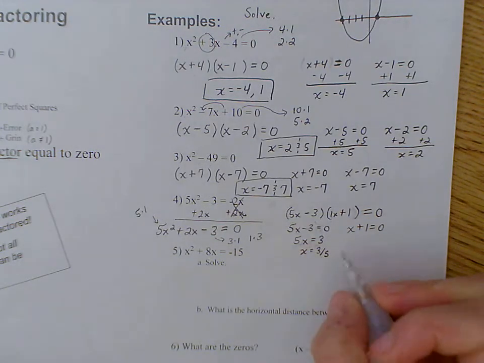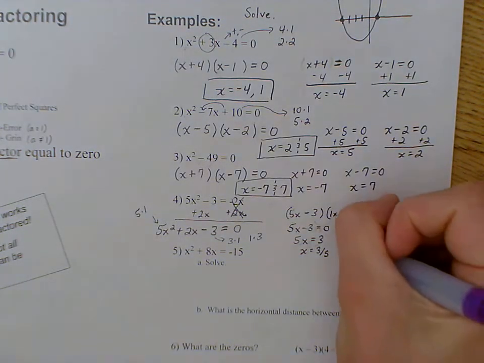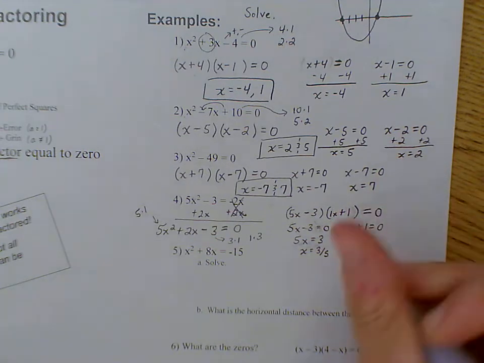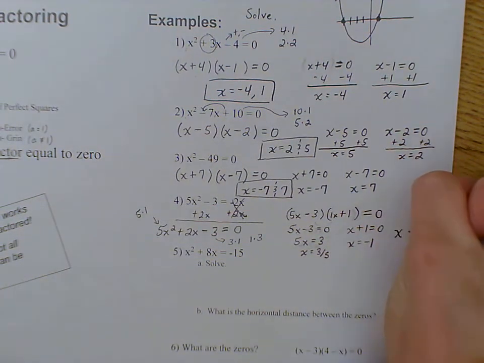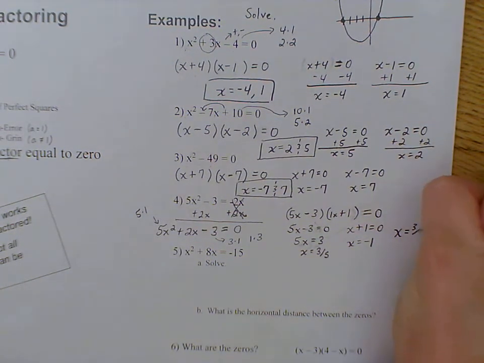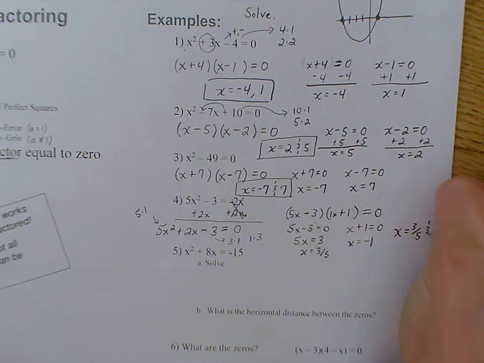It's okay to get a fraction. And then here I'd have to subtract 1. So x would equal -1. So my answers would be x equals 3/5 and -1.